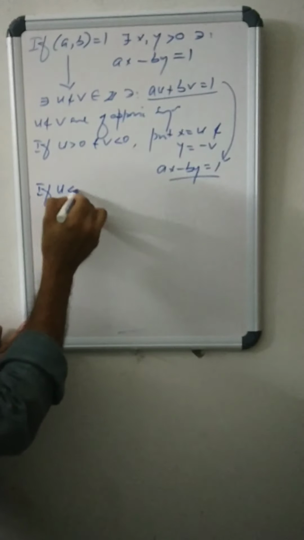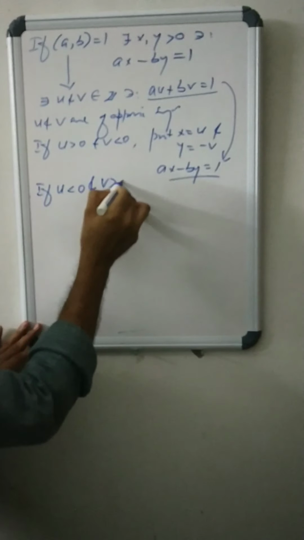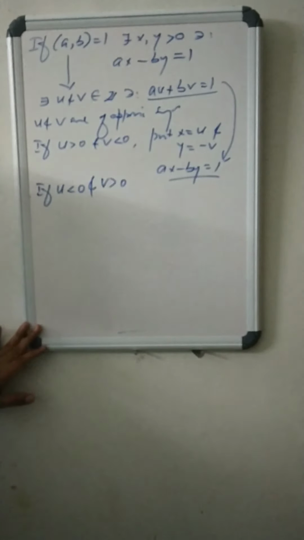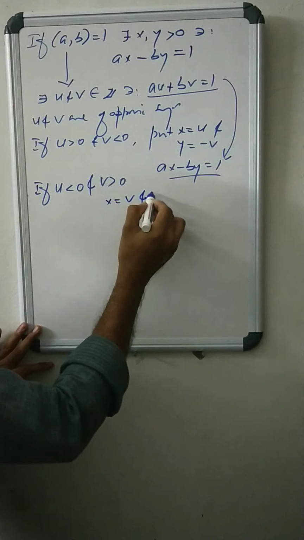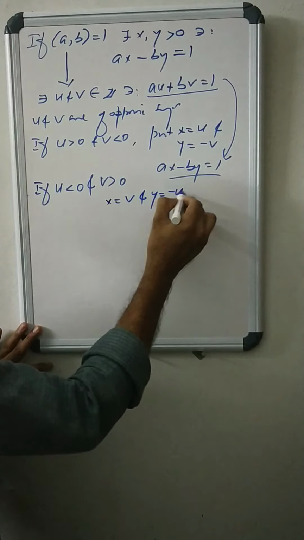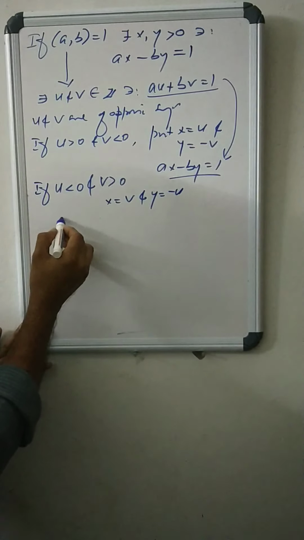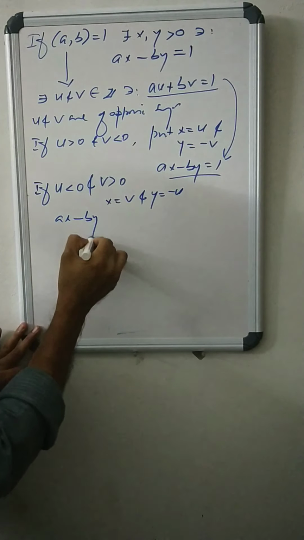Or if u is negative and v is positive, u and v are always of opposite signs. So if u is negative and v is positive, what do I get? Put x equals v, and y equals minus v. So it is again ax minus by equals 1.